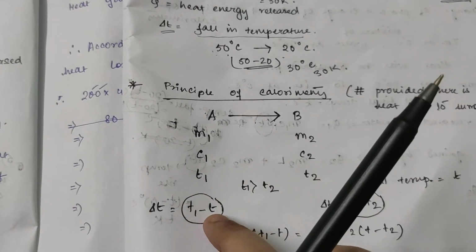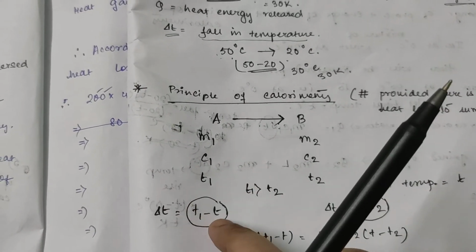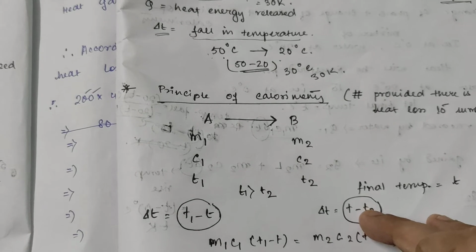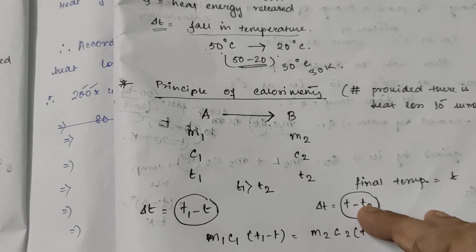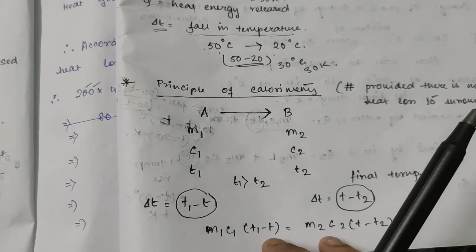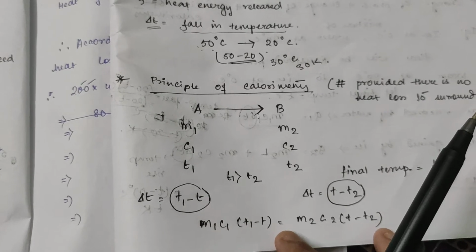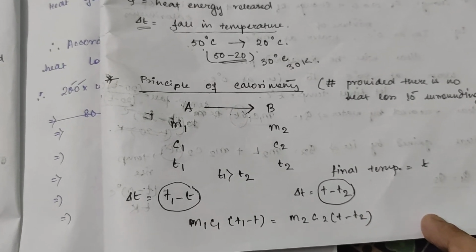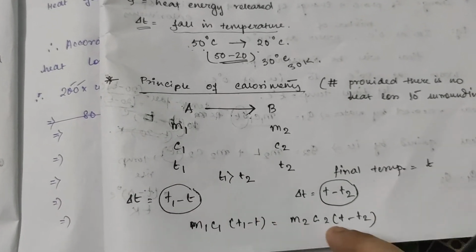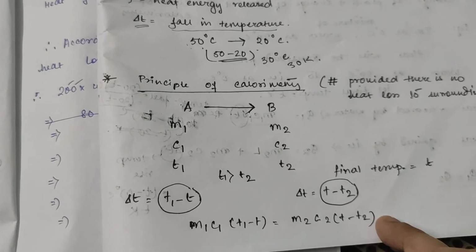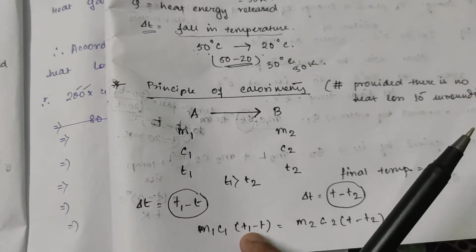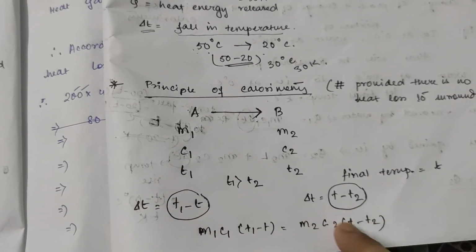T1 minus T, therefore, is the initial minus final; it's the fall in temperature. What about delta T for B? It's gaining heat. Heat is absorbed, so there is a rise in temperature. So it is final minus initial, T minus T2. That is why, according to the principle of calorimetry, if no heat is lost to the surroundings, then whatever is the heat lost by the hotter body will be equal to the heat gained by the colder body. So that's why M1C1 (T1 minus T), this is delta T for A, equals M2C2 delta T for B.